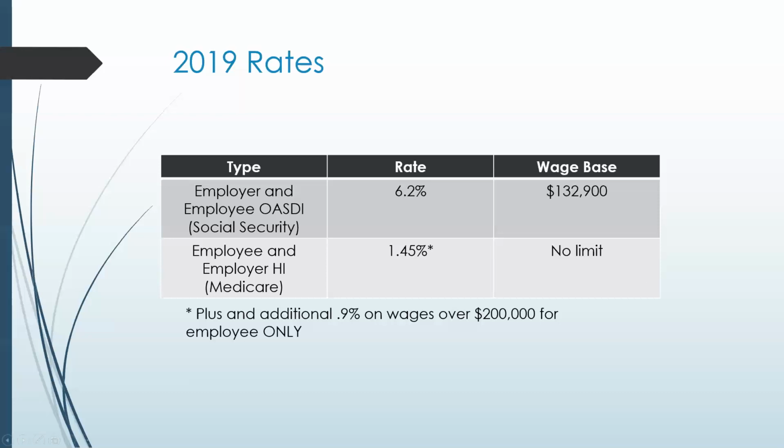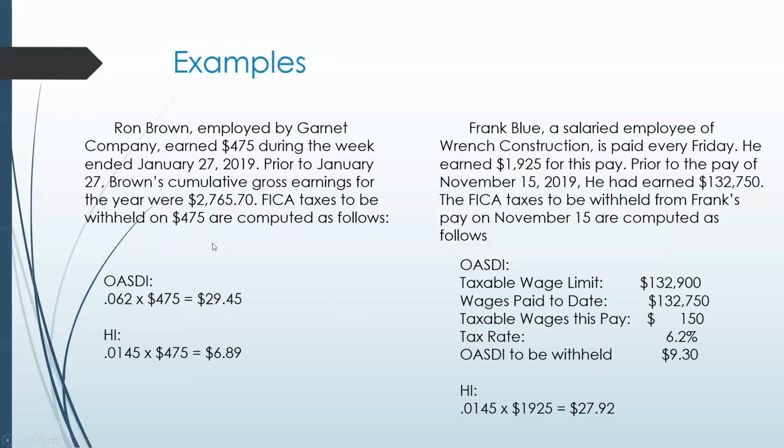So I want to look at a couple examples because this was a little bit confusing, and these were examples we went through before, but I just wanted to go over them here. On the left, Ron Brown, employed by Garnet Company, earned $475 during the week ended January 27th. Prior to January, his cumulative gross earnings were $2,765. So to calculate FICA on this, you calculate two different branches of FICA. The first one, Social Security or OASDI. You're going to calculate 0.062, which is 6.2%, times the earnings from that period.